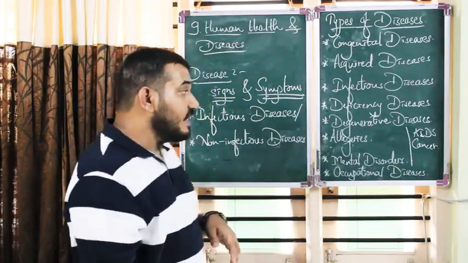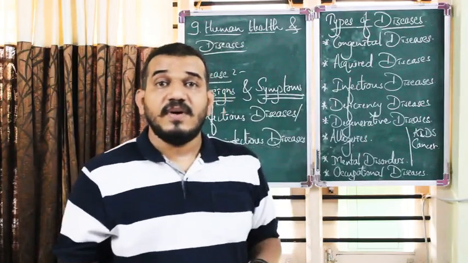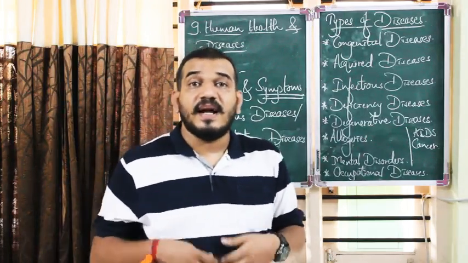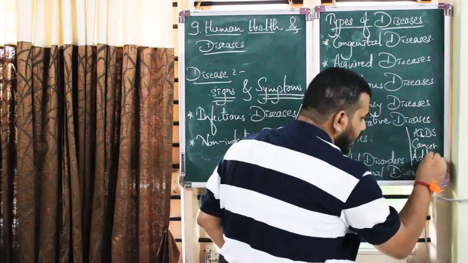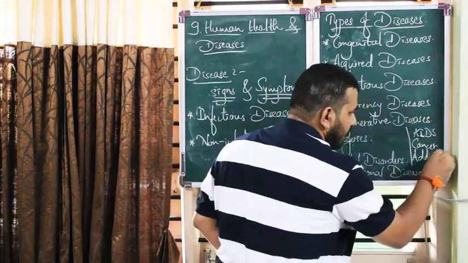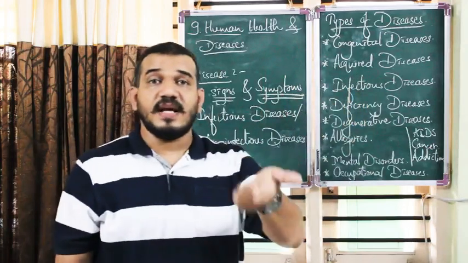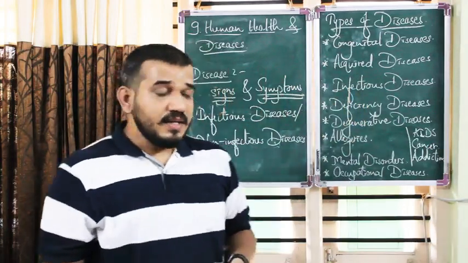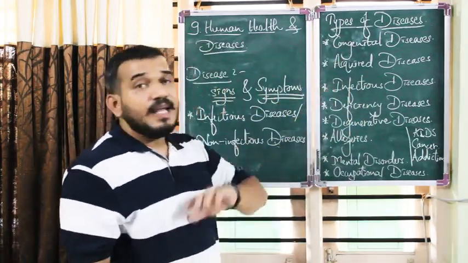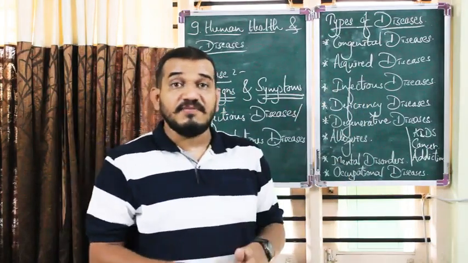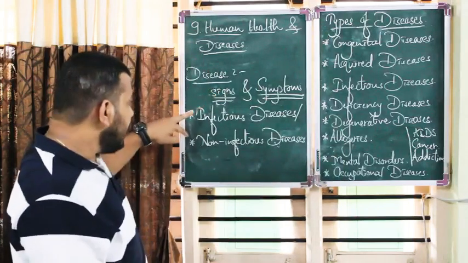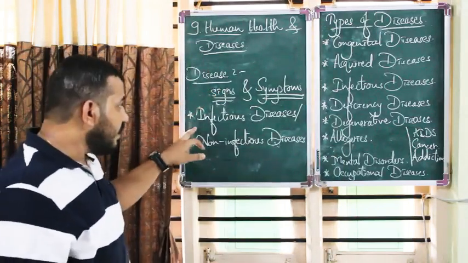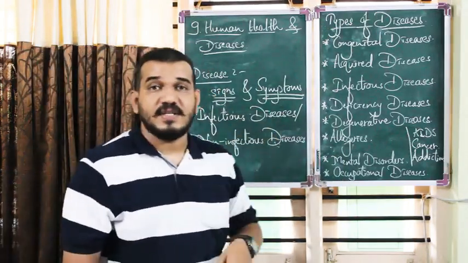There is one more disease where the person is getting addicted. We may write addiction. There is drug addiction, there is alcohol addiction, right? So all these are different types of diseases which we have classified, but again these different types come in these two categories itself, infectious and non-infectious diseases.